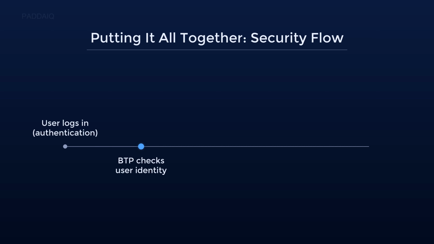BTP checks user identity. This means it verifies who you are before granting access. For example, when an employee logs into a company app, BTP confirms their login details are correct. This ensures only authorized individuals can use the system and its data, maintaining security.